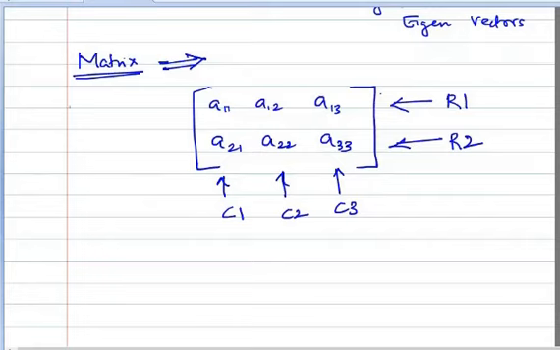So the order of the matrix can be written as the product of the rows and columns. The order of a matrix. So how many rows are there? Two rows are there. So 2 into columns. 3 columns are there. So I can write the order of this matrix as 2 cross 3.